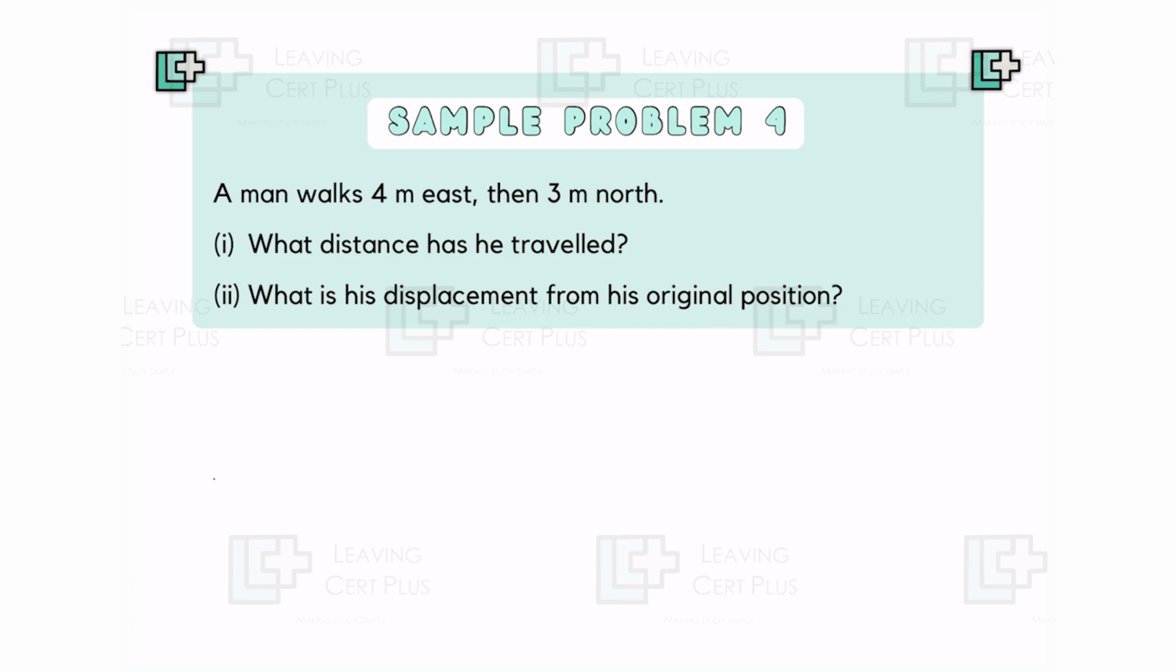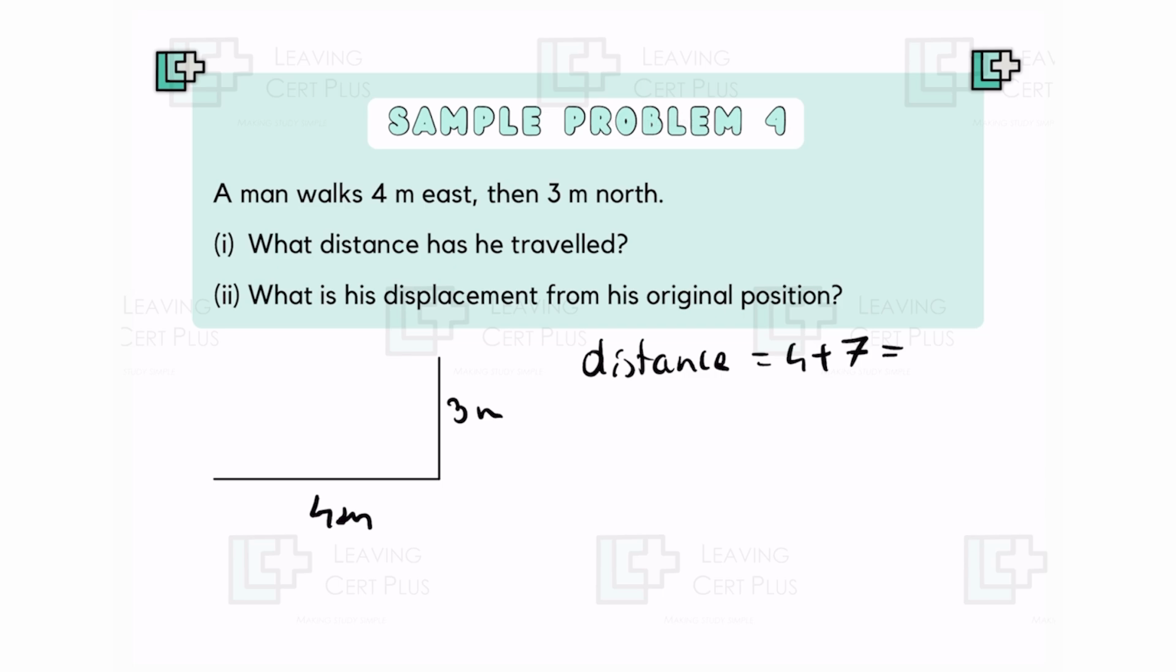Okay, usually in physics problems, diagrams help. So let's represent the motion of this person using a diagram. So this line will represent traveling east, and this line will represent traveling north. So we can see that the person travels 4 meters eastwards and then 3 meters northwards. So the total distance is a simple sum of those two values. So that's 4 plus 3 equals 7 meters.